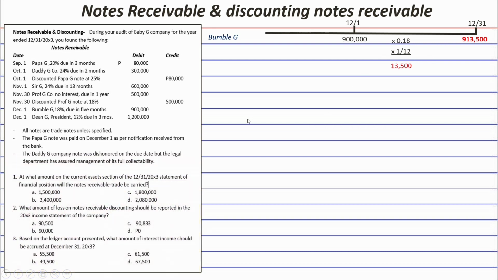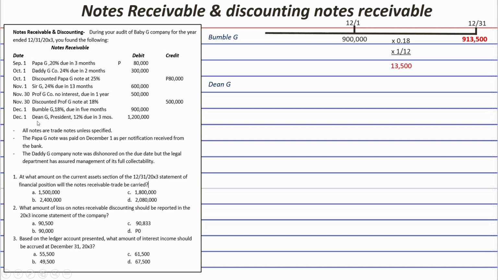So we have Dean G's note. Now, immediately, I will tell you that this receivable is presumed not related to trade because, as the problem says, Dingy is the president of BBG Company. So it is presumed that Dingy borrowed something for personal reasons and not related to the normal course of business of BBG Company. So that's the main twist here.